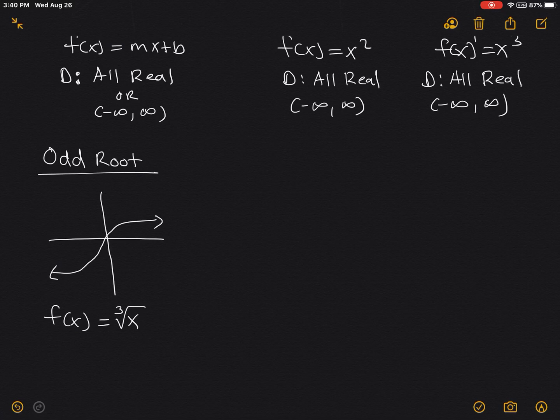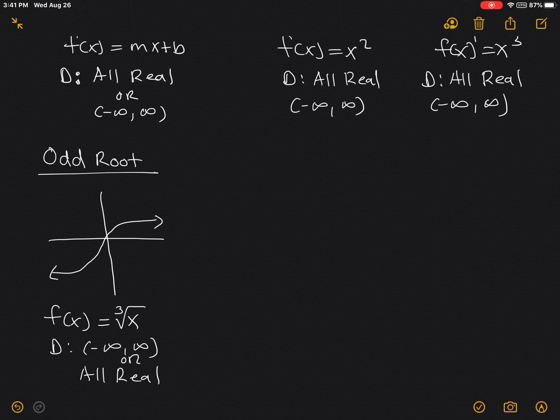If I ask you, what's the domain? You can plug in positive numbers. You can also plug in negative numbers, because the cube root of negative 8 is just negative 2. You can plug in 0. The cube root is 0. So you can plug in any number into this equation. And you look at the graph. Anything can be inputted into this function. So we say the domain is all real. Do I have to write both? No, I'm just reviewing both inequality and interval notation with you.